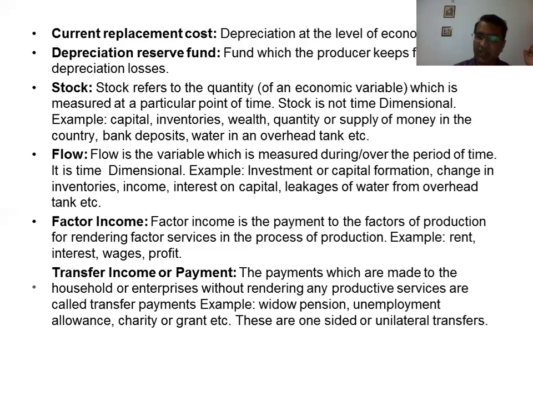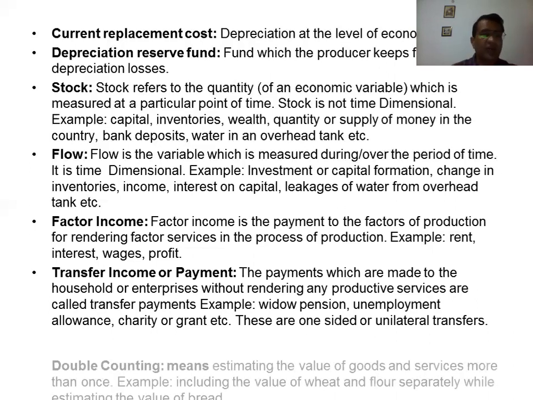In contrast, transfer income or payments are those made to households or enterprises without rendering any productive services, and they are called transfer payments. Examples are widow pensions, unemployment allowance, charity or grants, etc. These are one-sided transfers. It means they are provided or received without rendering any service. That type of income is called transfer income. Factor income we include in national income. Transfer income we do not include in national income because it is one-sided income. It does not contribute to national income.